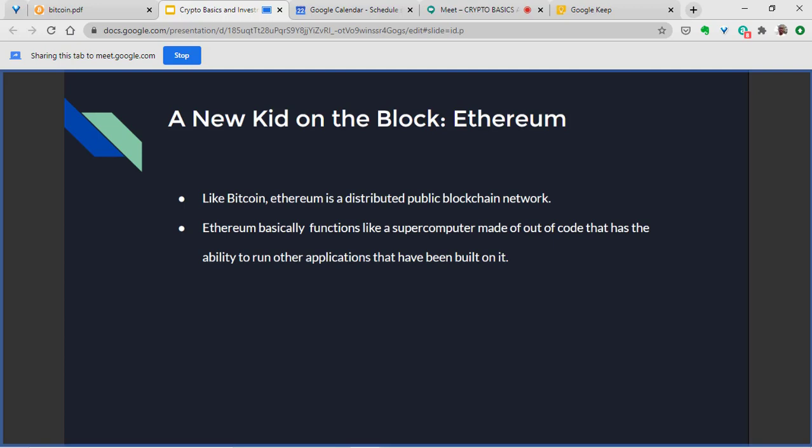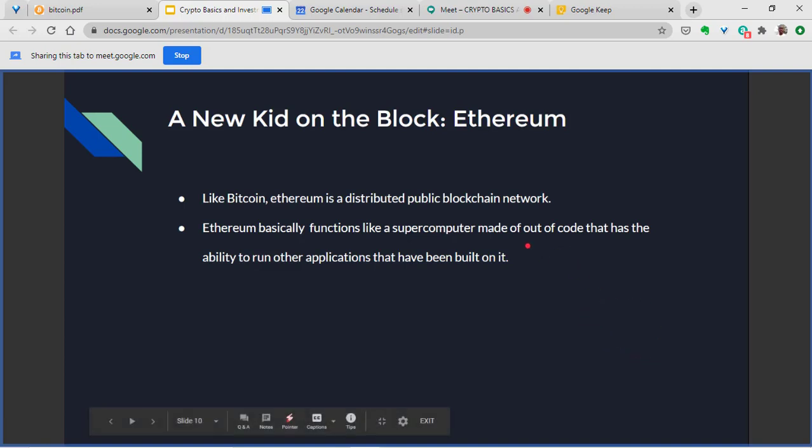Ethereum functions like a supercomputer, I don't know if we all know what a supercomputer is. It's just like a supercomputer, but it's made out of code. They've really coded Ethereum. What makes it special and different from Bitcoin is it has the ability to run applications on top of it. That's what it is basically. You understand? It's just a platform or a network or a computer, all those together, because it can run code, it can connect to other computers and things like that.